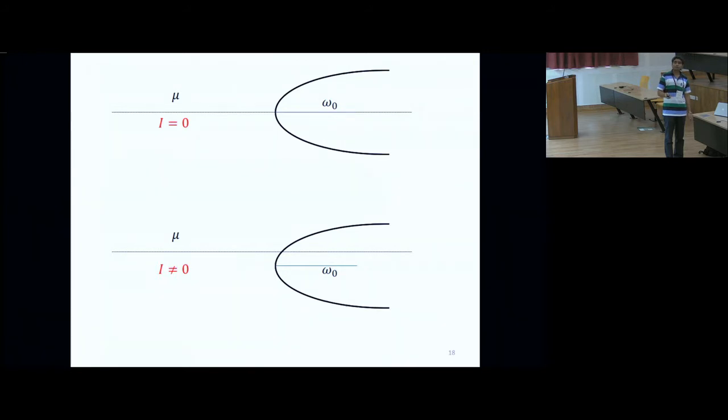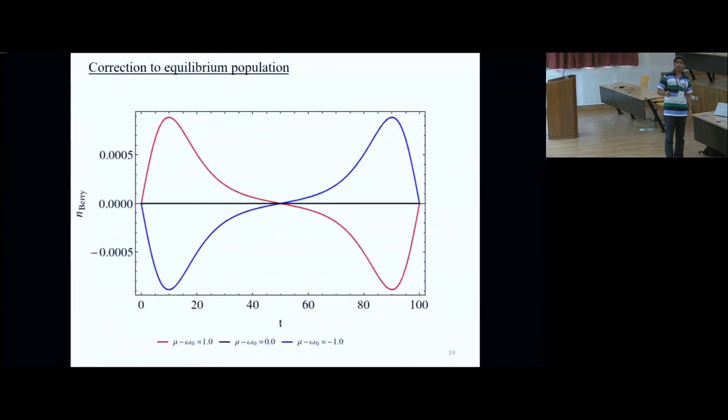But if I'm off resonant, then as I change the broadening or squeeze it, the number of particles in the system changes. So what we show here is the change in the number of particles on the system as I change the coupling with time. And this black line is the one when they are in resonance. The chemical potential is resonant with this. So there is no change in the population on the dot.